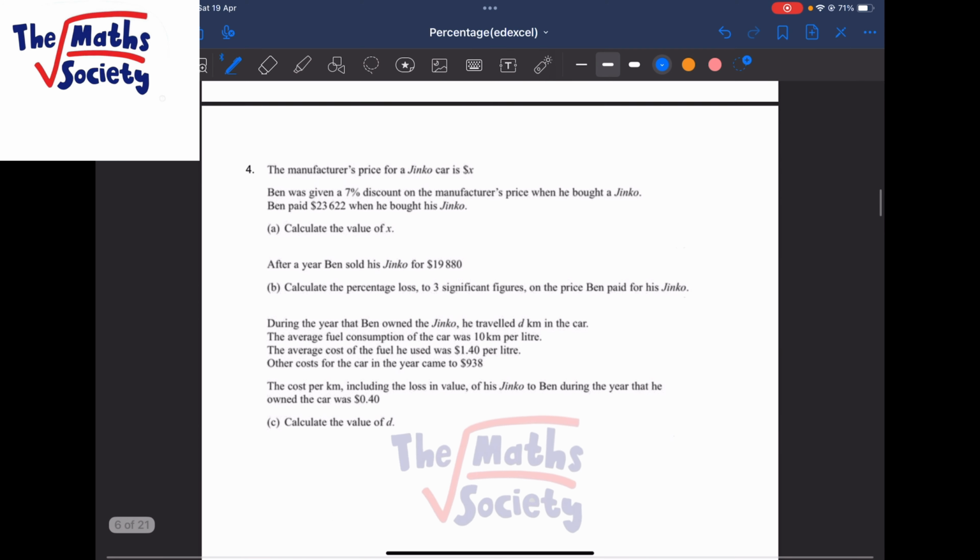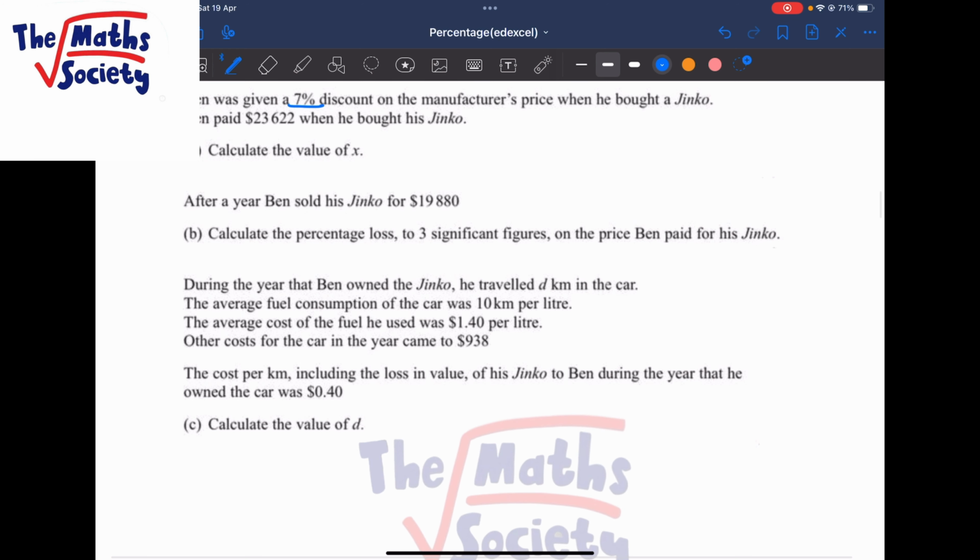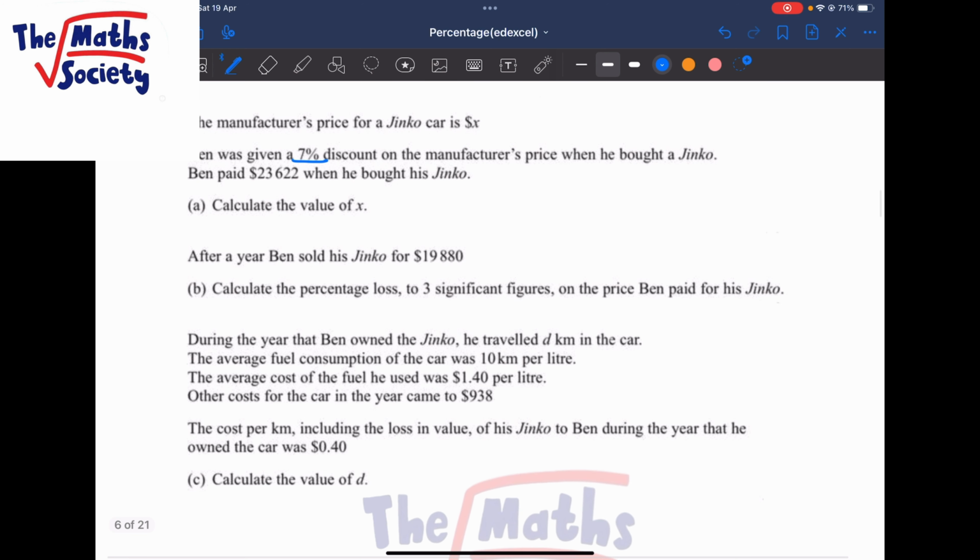And now let's go on to number 4. It says that the manufacturer's price for a Jinko car is $X. Ben was given a 7% discount on the manufacturer's price when he bought a Jinko. Ben paid $23,622 when he bought his Jinko. Calculate the value of X.